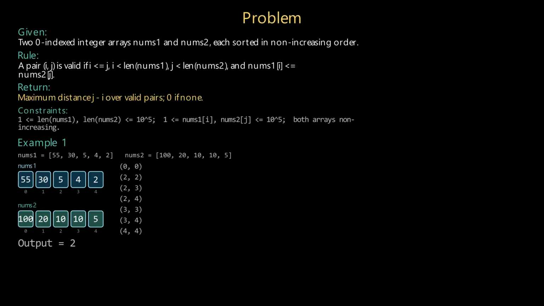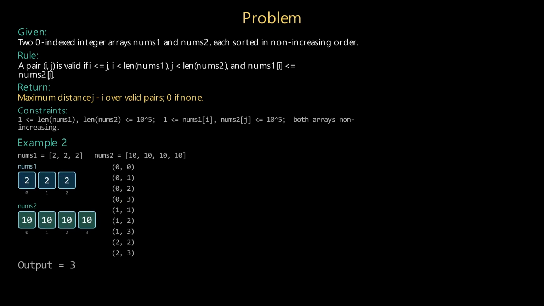Example 1: every valid index pair is written beside the arrays. We check each pair in order, then settle on the pair with the largest gap and read off the answer. The largest gap is 2, from index 2 on nums1 to index 4 on nums2. j minus i is 4 minus 2, so we write output equals 2.